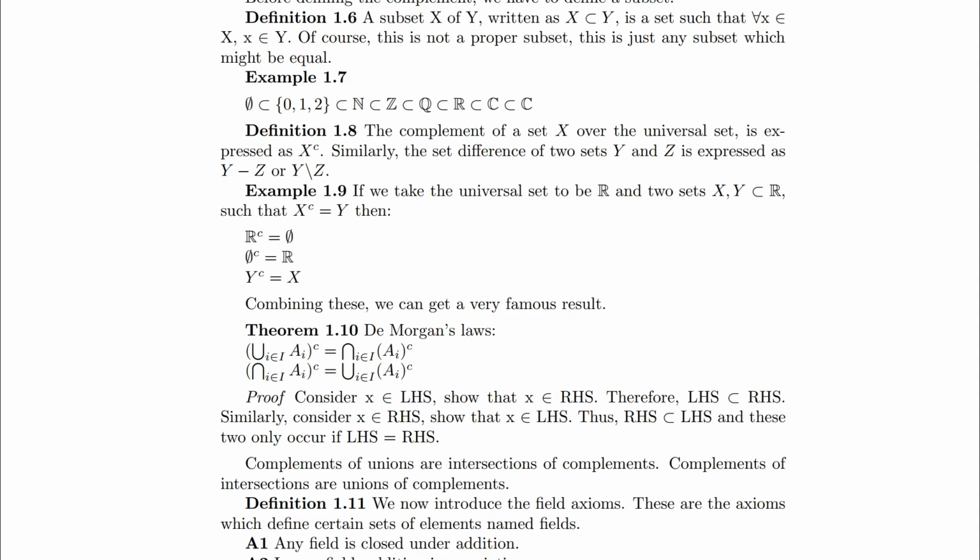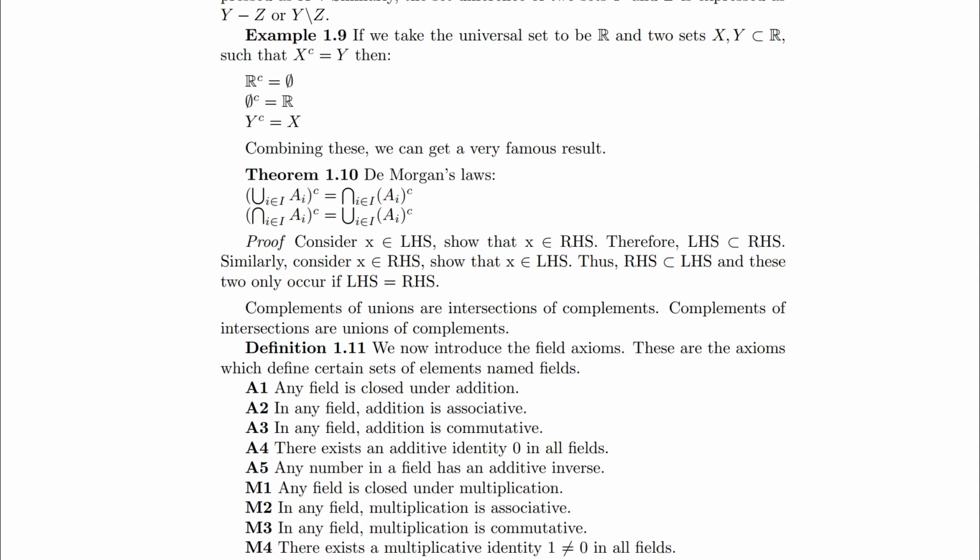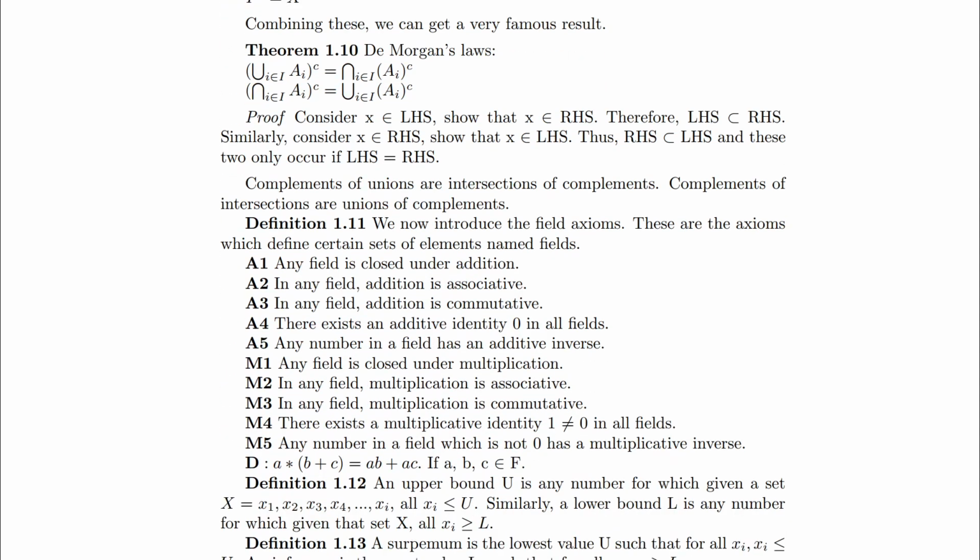Combining these few operations, we can get a very famous result: De Morgan's laws. In summary, this would be that the complements of unions are intersections of complements. Complements of intersections are unions of complements. Basically, this is what is said there.